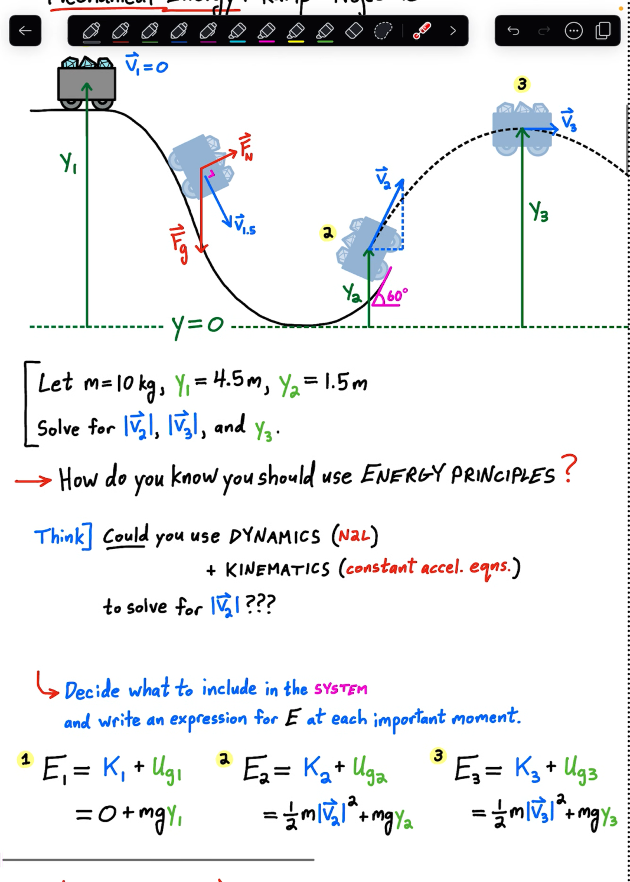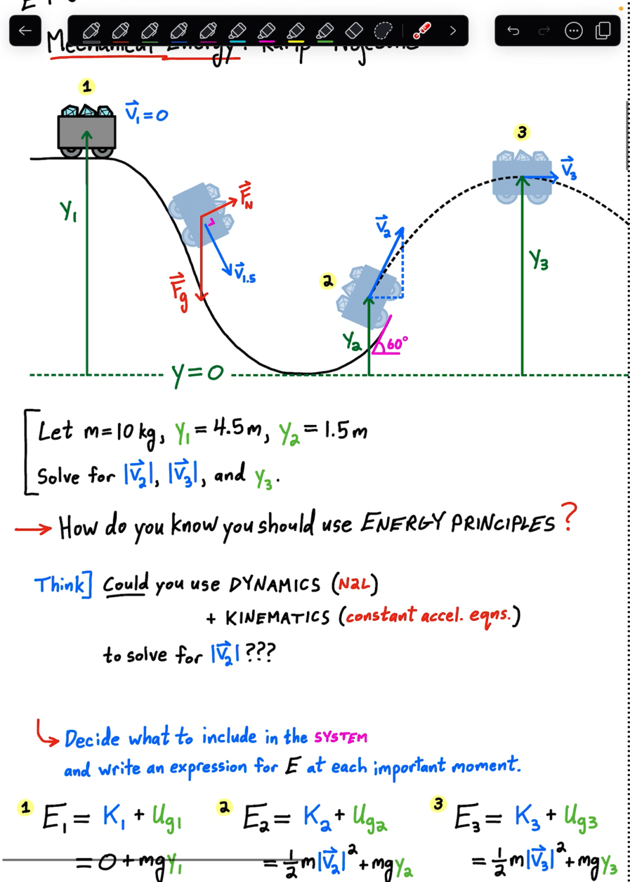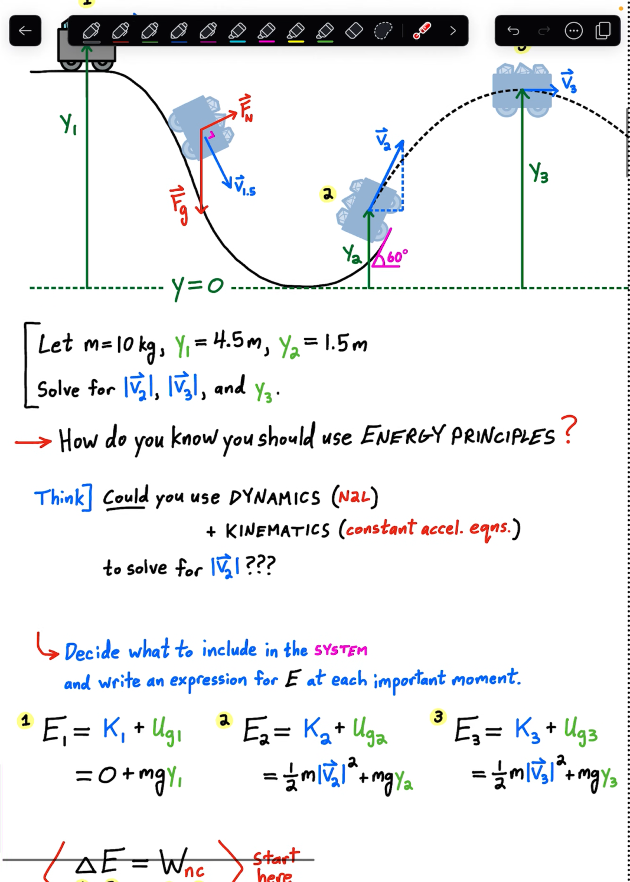That's what we'll do. Once you've decided to use an energy-based approach to solve your problem, then decide what to include in the system and write an expression for the mechanical energy of the system at each important moment. So at each moment, consider, is the object moving? If it is, it has kinetic energy. At each moment, consider, is the object above or below the reference point? If it is either above or below, it has gravitational potential energy.